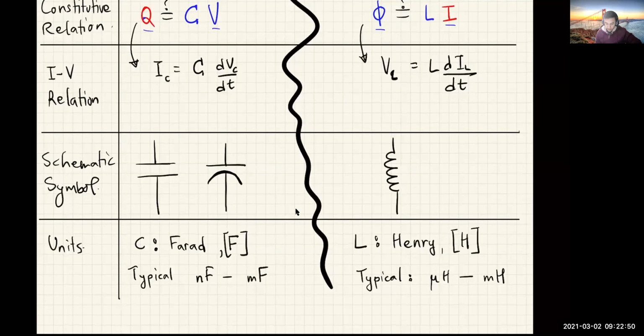Okay, finally, the units of capacitance. Capacitance is measured in units of farad, in short F, and the typical ranges for capacitances run from nanofarads to millifarads. The unit for inductance L is Henry, shortened to H, and the typical range for inductances is from microhenries up to millihenries. You can have wider ranges of both of these values, but these are typical lab values for discrete elements.